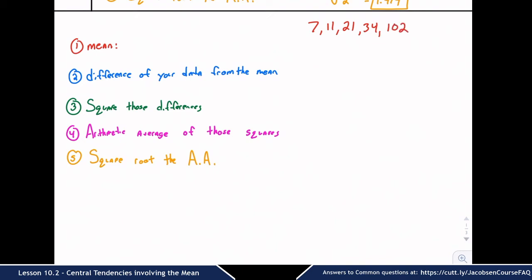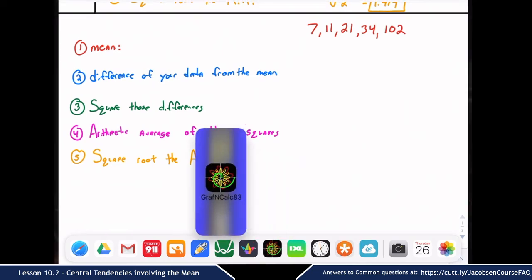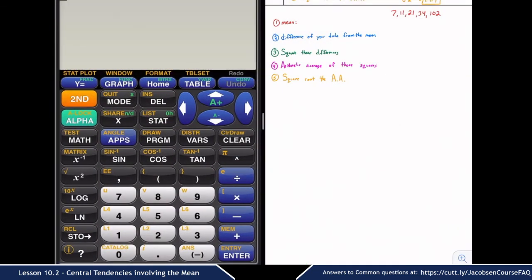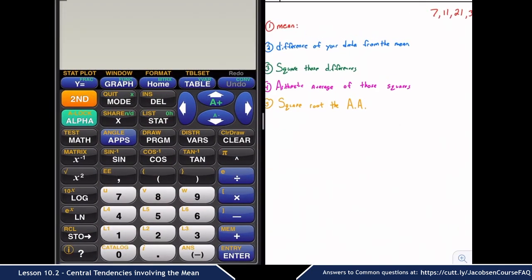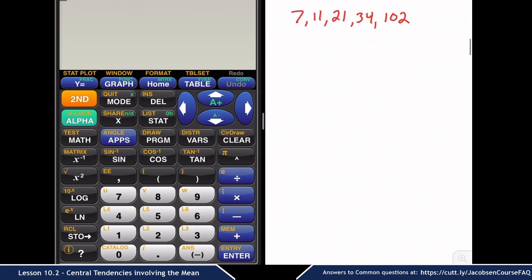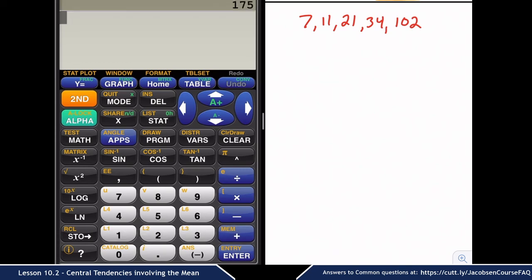So the first thing we need to do is find out what the mean of each of those numbers is going to be. So to find the mean of our numbers, we do 7 plus 11 plus 21 plus 34 plus 102, divided by the number of terms, and we got lucky this time. We found out that the mean is going to be 35.